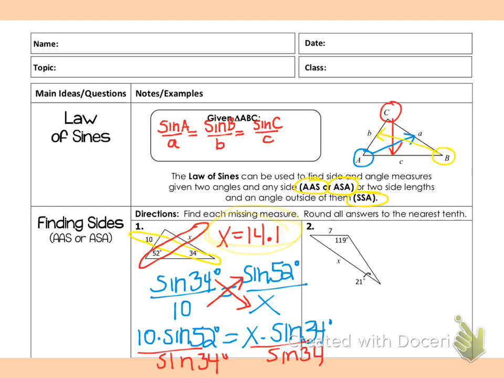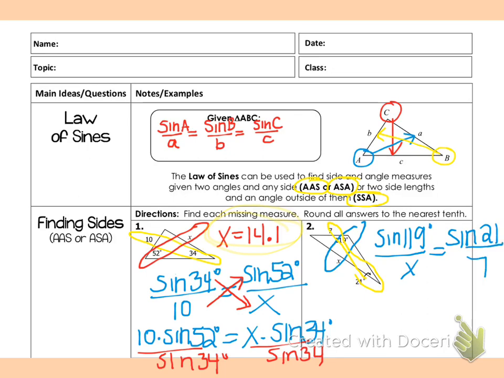So let's go ahead and try another one. This time in the triangle, the side I'm looking for is across from a 119 degree angle. So I could say the sine of 119 over x. And then the other pair that I'm working with is the angle that's 21, and it's across from the side that it doesn't touch, the one formed by the other two sides, so that would equal the sine of 21 over 7.